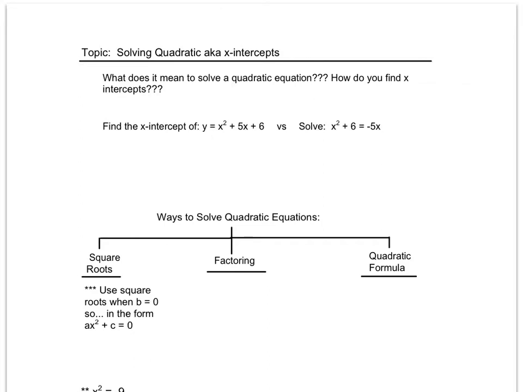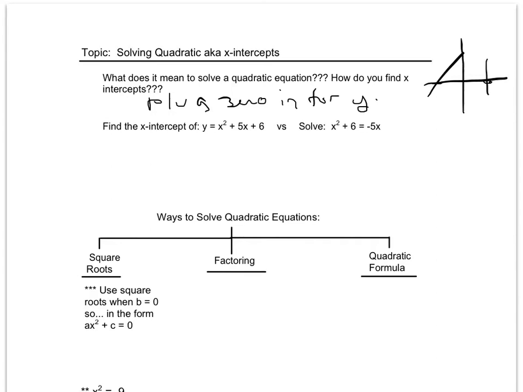Because when we ask ourselves, how do we find an x-intercept? Think back to what we did with linear equations, because it doesn't matter what type of equation we have. When we're finding the x-intercept, if we are on the x-axis, the y value, the amount that we have gone up or down, is going to be 0. So to find an x-intercept, we are going to plug 0 in for y, so we can solve for x again.